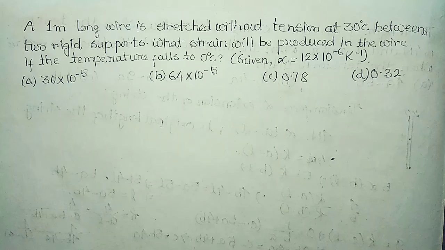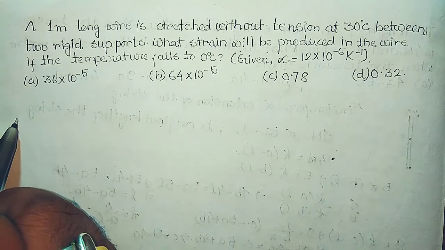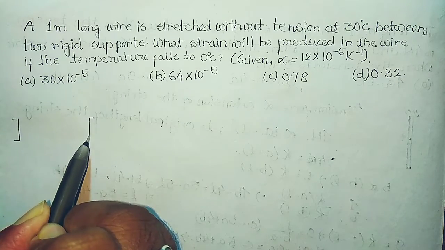A 1 meter long wire is stretched without tension at 30 degrees centigrade between the two rigid supports. What strain will be produced in the wire if the temperature falls to 0 degrees centigrade? Given that alpha equal to 12 into 10 to the power minus 6 Kelvin inverse. Options are 36 into 10 to the power minus 5, 64 into 10 to the power minus 5, 0.78 and 0.32.